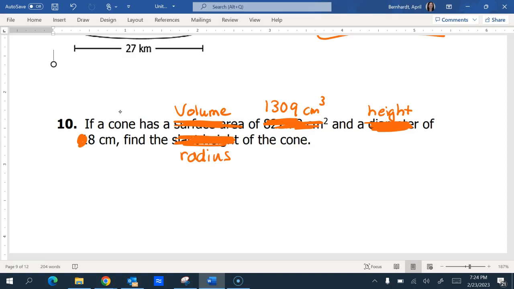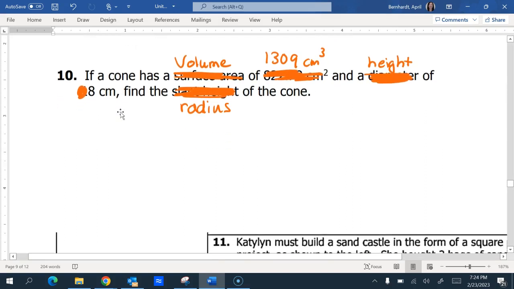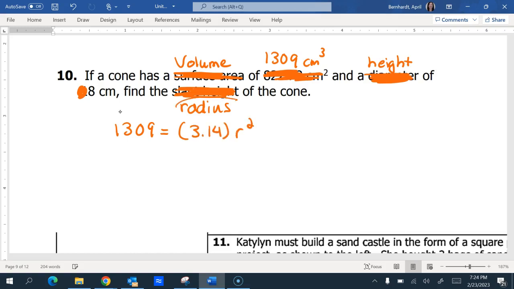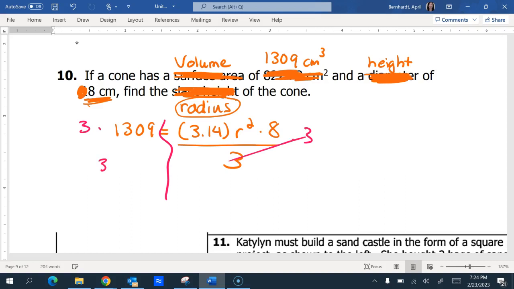So we're going to kind of work backwards here because we're given the volume. So I'm going to plug in the volume number equals pi times radius squared. We don't know that. That's what we're asked to find. Times the height, which they said was 8. Divide by 3. Squiggle solve. So I'm going to multiply both sides by 3. And I get 3,927 equals radius squared times pi times 8.